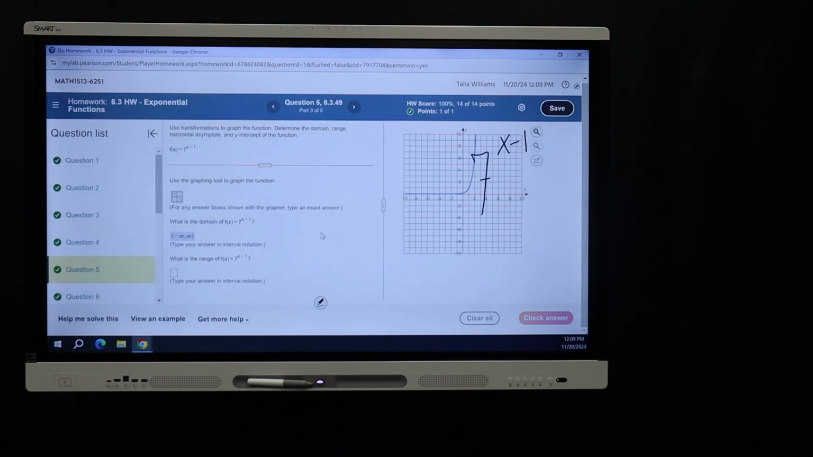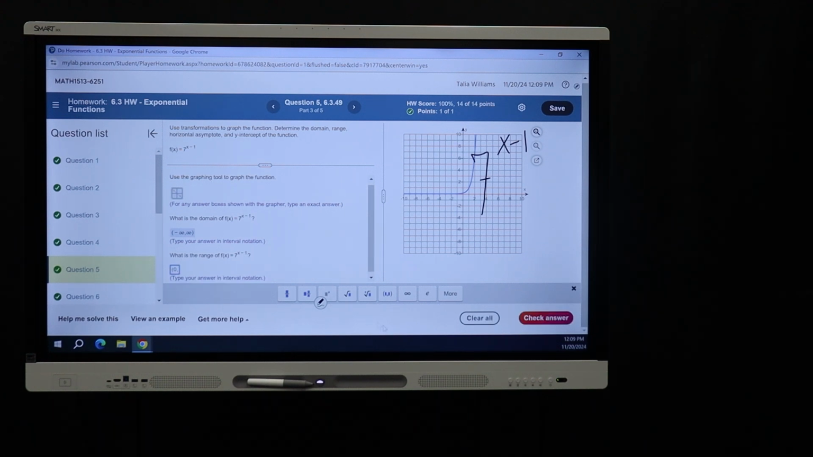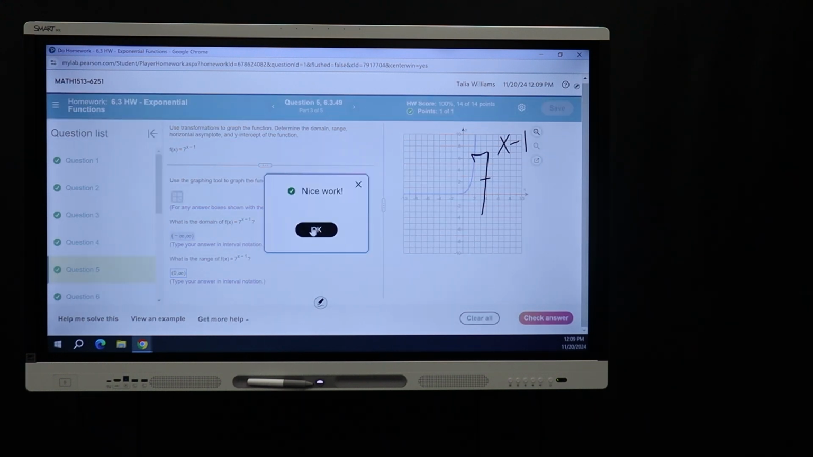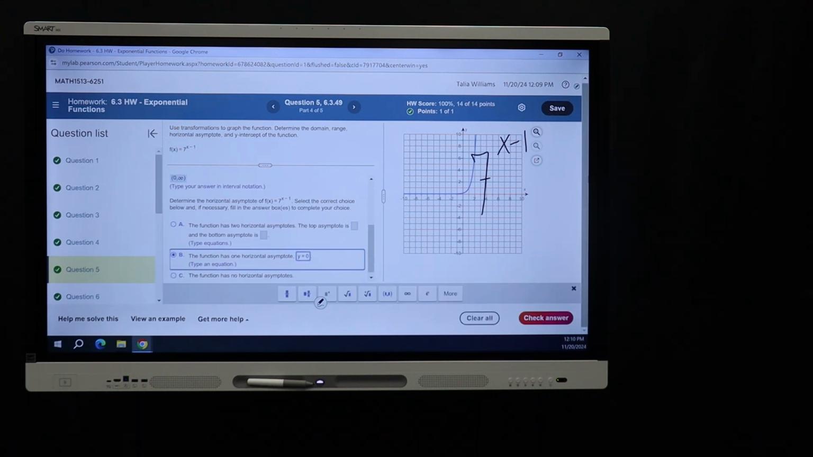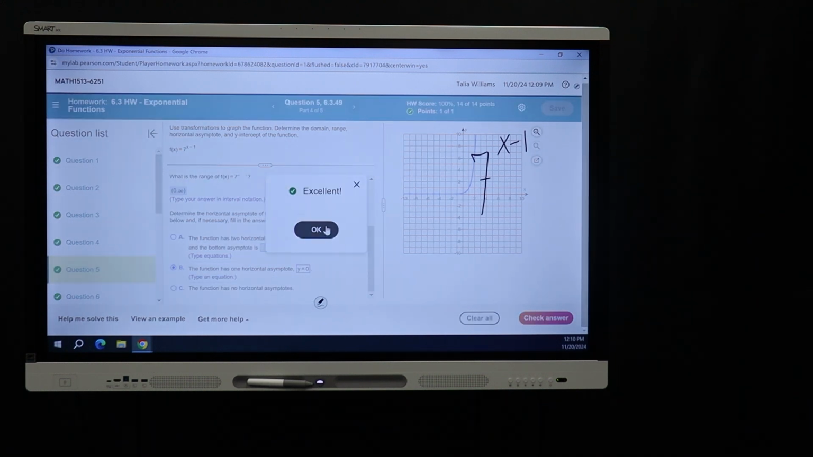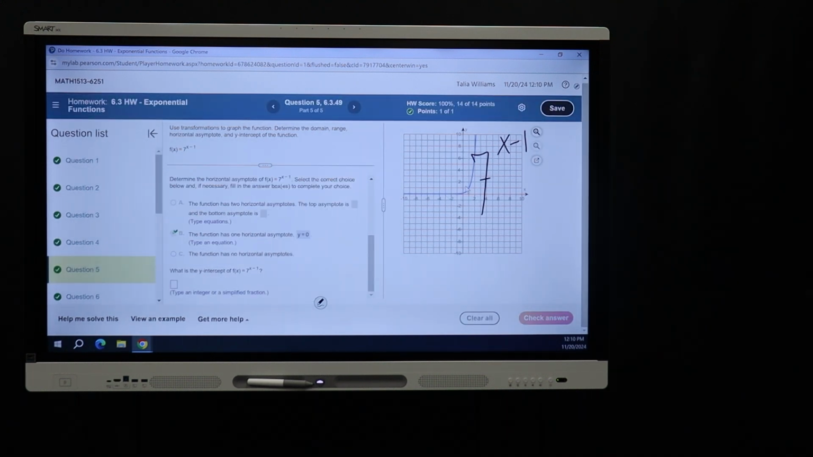Oh, and then our range, like I said, unless there's a transformation that moves this down or up, it's 0 to infinity with a parenthesis because we're not going to equal 0. Determine the horizontal asymptote. Our horizontal asymptote is going to be y equals 0. Because our graph doesn't go below that at 0, so y equals 0 is the understood horizontal asymptote.